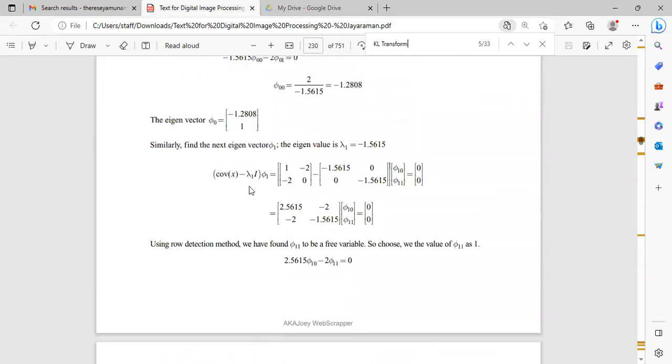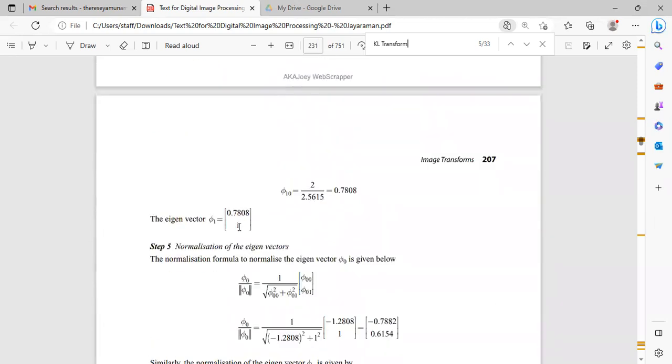You can just see this. You're inserting this phi 1 here, substituting the values, multiplying by lambda 1, you get these values: phi 1 0, phi 1 1, 0 0. Solve this equation, you'll get the value for phi 1. Okay, so now where have we arrived? We have found out the values for phi naught and phi 1.